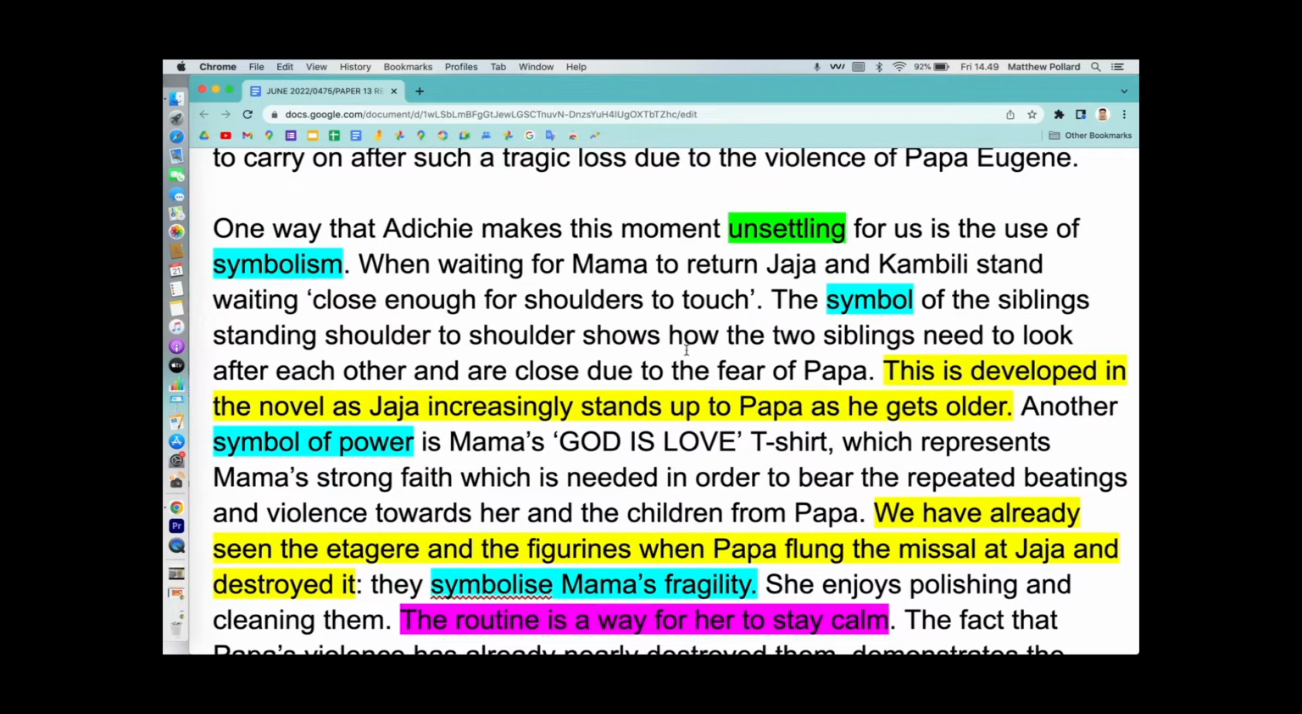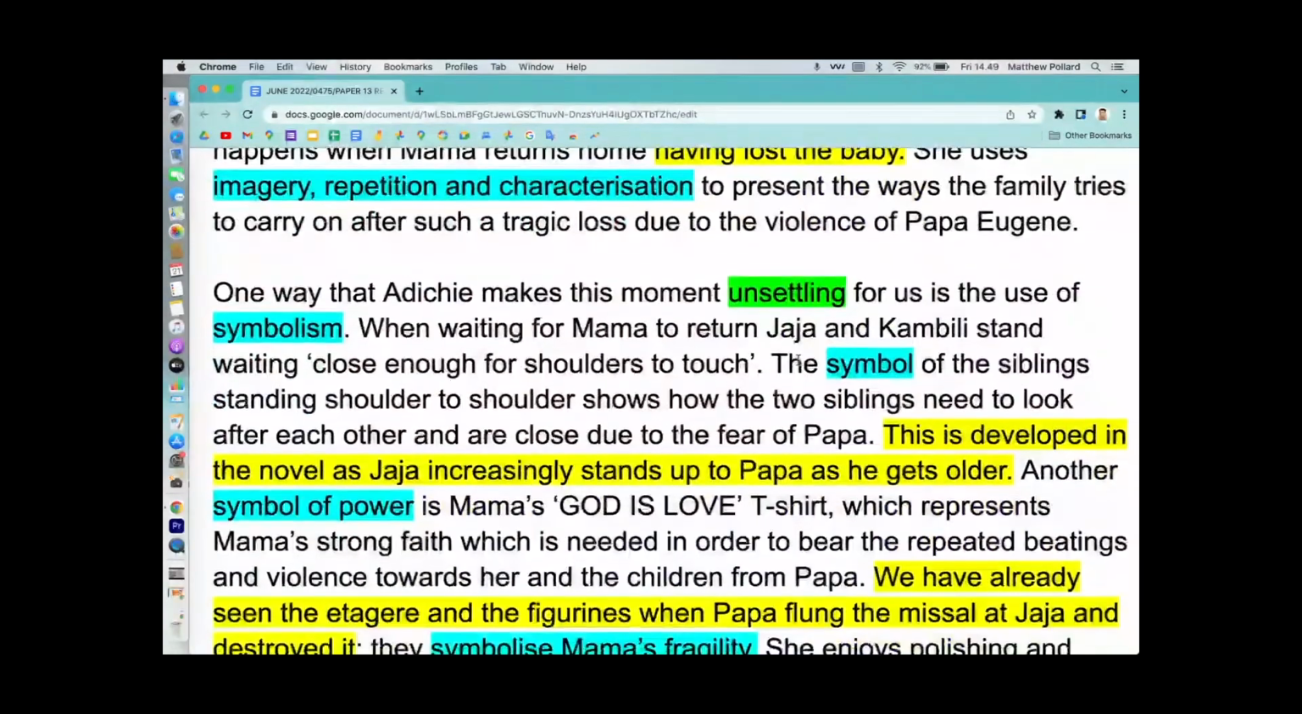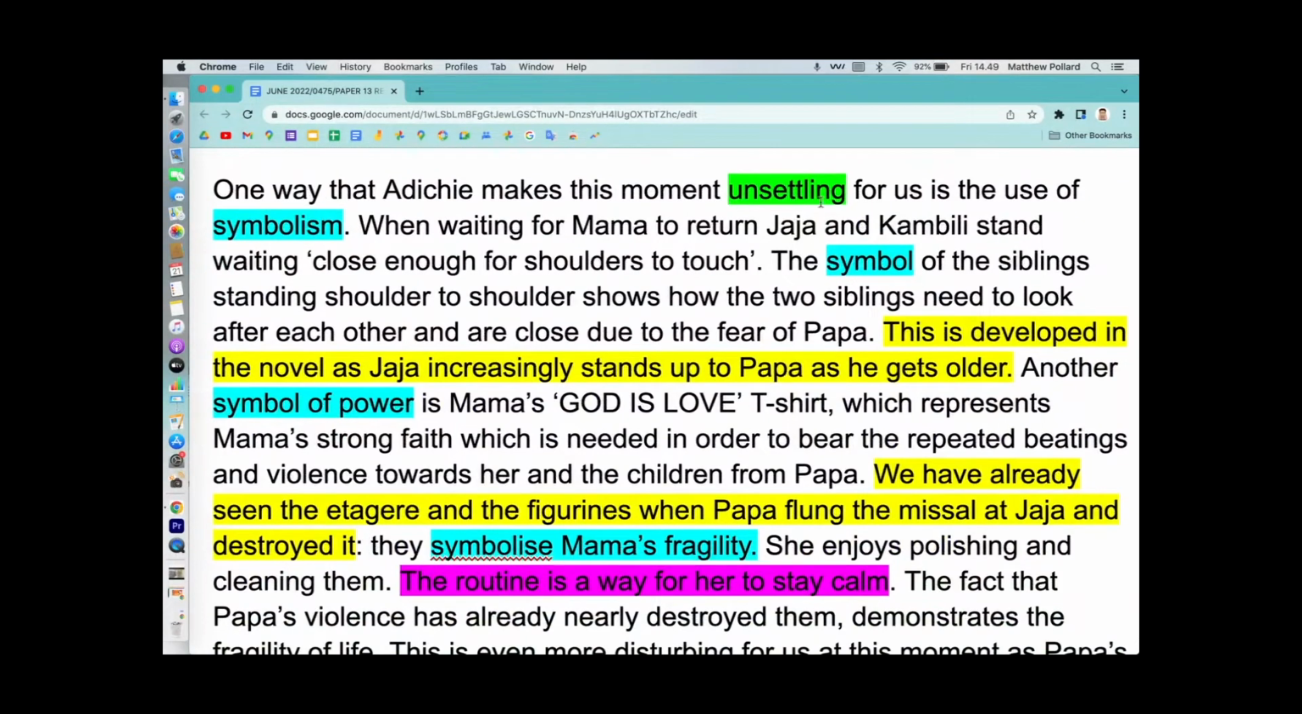Okay, let's review this paragraph then. The first sentence of each paragraph, your topic sentence, you should use a synonym of the key word or words in the question. So instead of a disturbing moment, here I'm using the word unsettling. Don't worry, the examiner will still be able to see that you're focusing on the question.